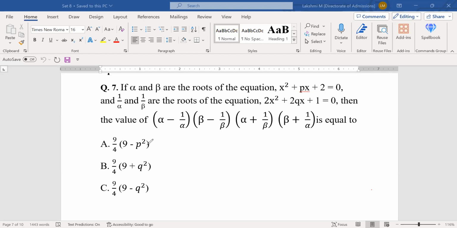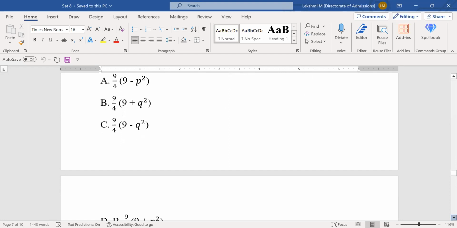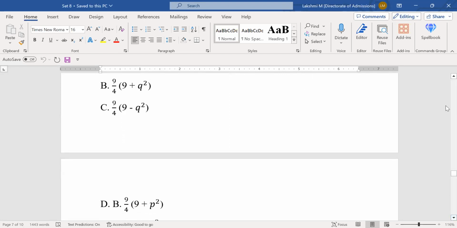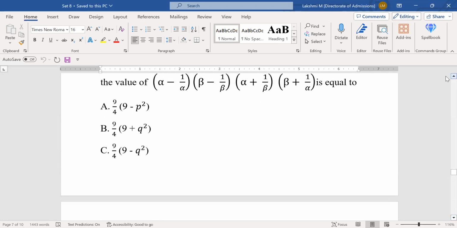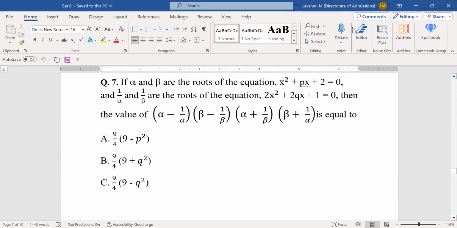Just a second. So the options are 9 by 4 into (9 minus p square), 9 by 4 into (9 plus q square), 9 by 4 into (9 minus q square), and 9 by 4 into (9 plus p square). It's a combination of everything. So you have to be really cautious. A sign is going to create negative marking.